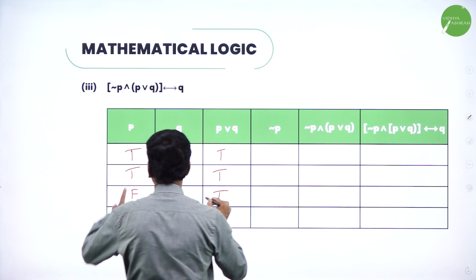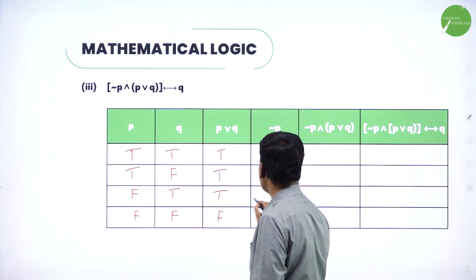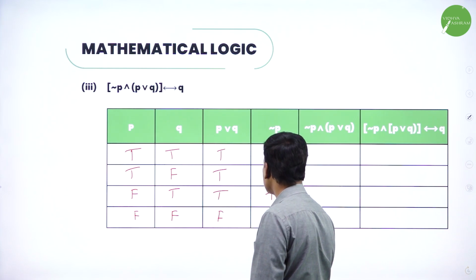Now, negation of P. Negation of P means for T it is F, for T it is F, for F it is T, for F it is T.